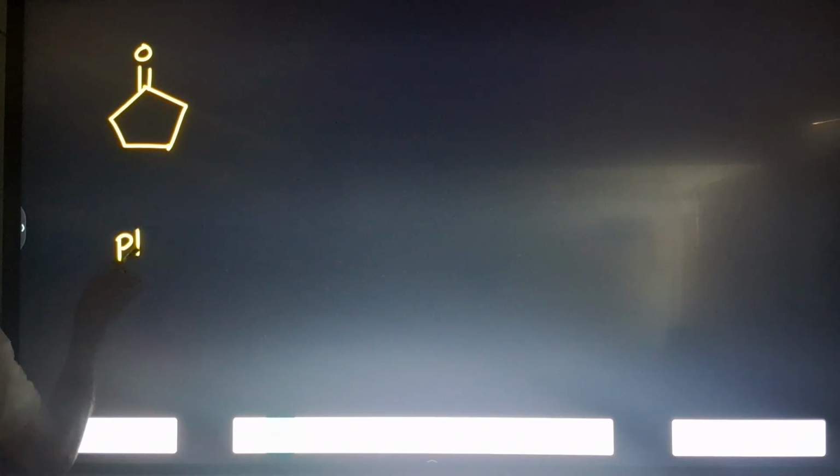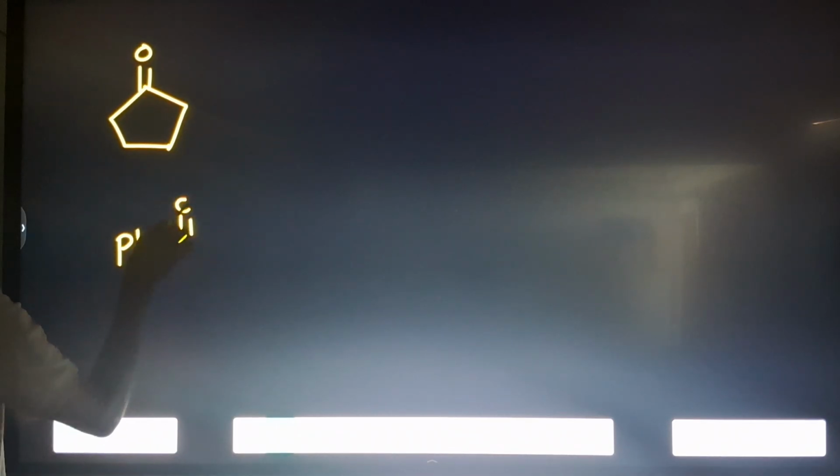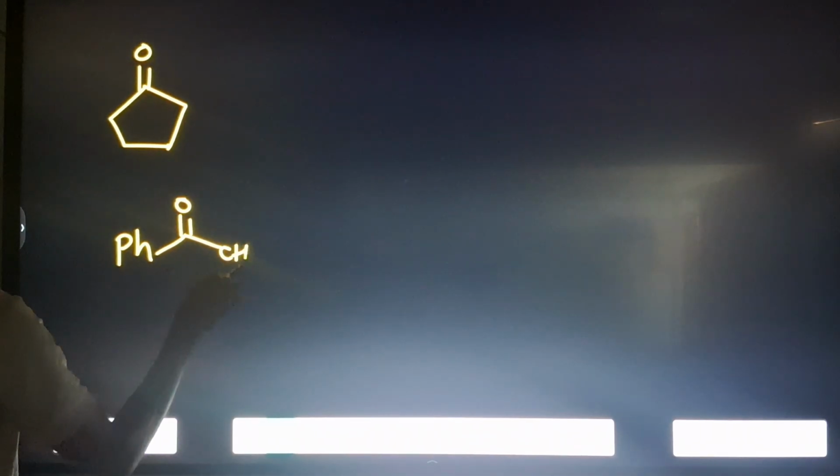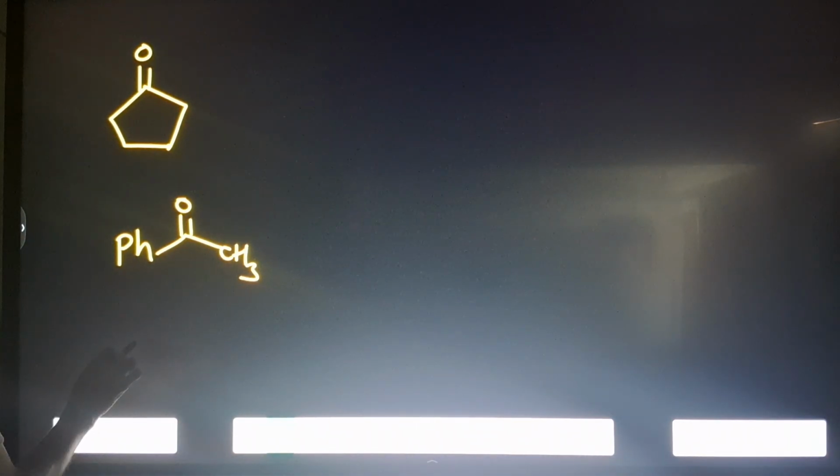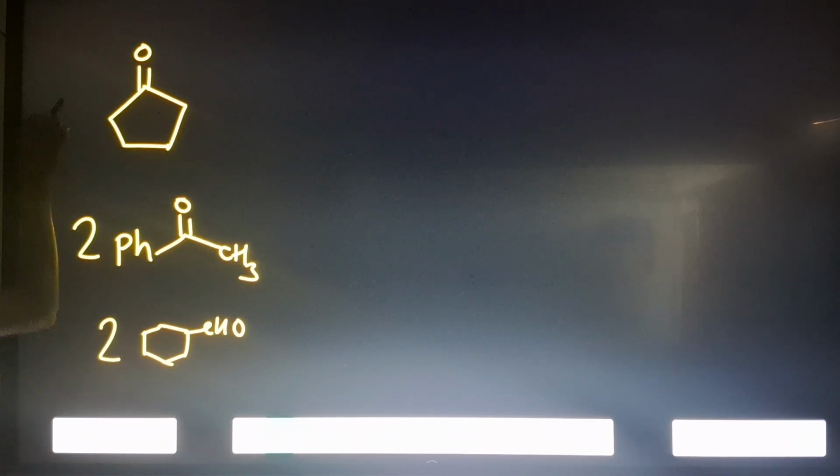This is called cyclohexanone. This is acetophenone. You can take any type of aldehyde, for example benzaldehyde or cyclohexane carbaldehyde. So how many moles? Take 2 moles here.